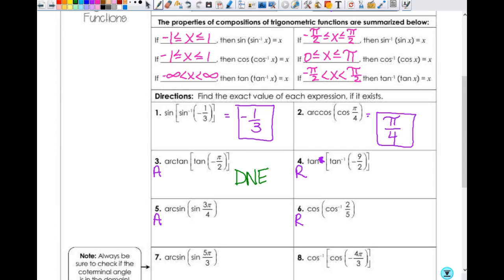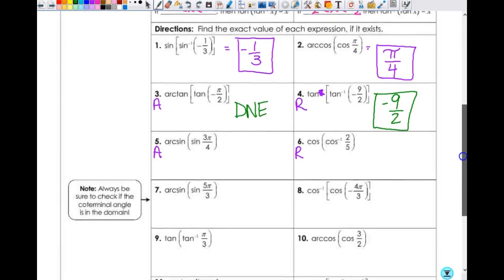All right, so let's look at number 4. This negative 9 halves, does that fit within the range that you get to use? Yes or no? It does, because this is a ratio one, so it's over here, and it fits between negative infinity and infinity. So the tangent of the tangent inverse of negative 9 halves is negative 9 halves, right? Whatever the angle is, it doesn't even matter at this point.